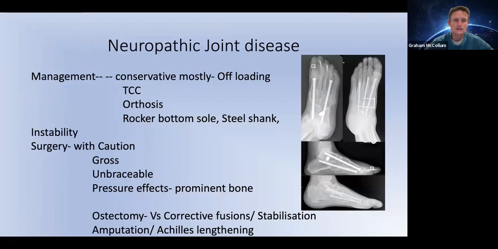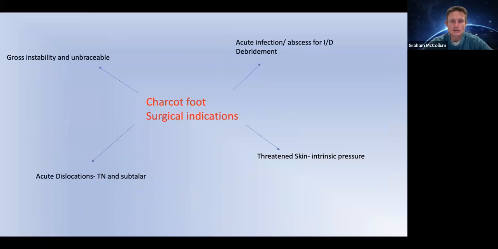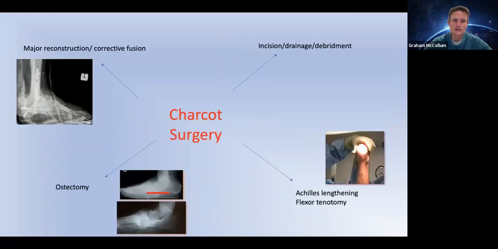So the indications for surgery in a Charcot foot would be if there's an abscess, you've got to debride it or drain the pus. If there's threat to the skin, so if there's a cuneiform that's pushing plantar or a dislocated metatarsal or talar navicular joint dislocation that's threatening the skin, that needs to be reduced. If there's gross instability with dislocation, or if there's some deformity that's unbraceable that you just can't manage without a major reconstruction. And the Charcot surgery is very simple.